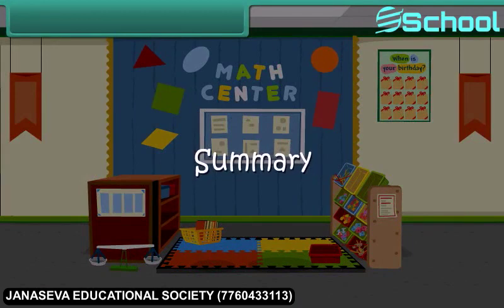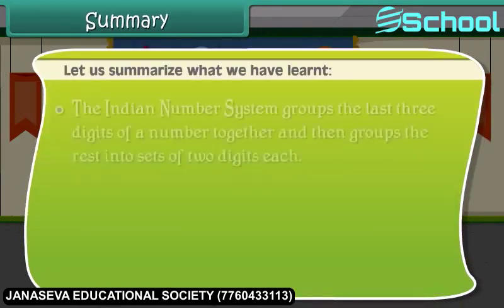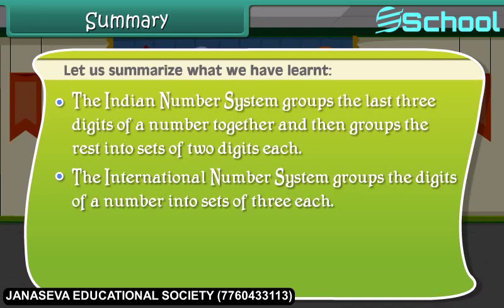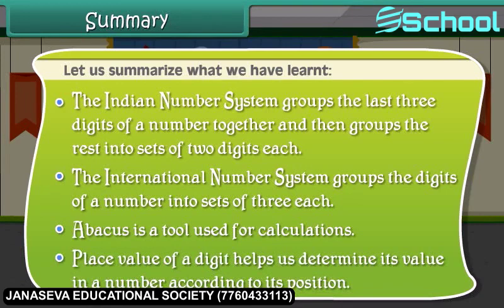Summary. Let us summarize what we have learned. The Indian number system groups the last 3 digits of a number together and then groups the rest into sets of 2 digits each. The International number system groups the digits of a number into sets of 3 each. Abacus is a tool used for calculations. Place value of a digit helps us determine its value in a number according to its position.